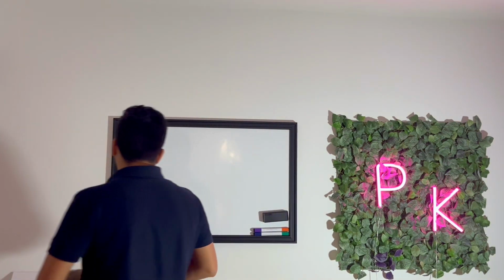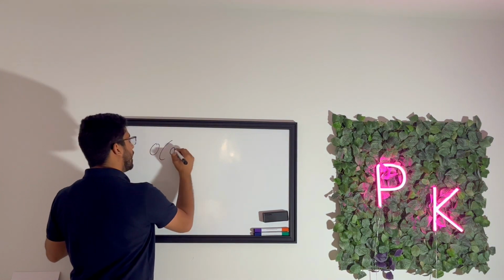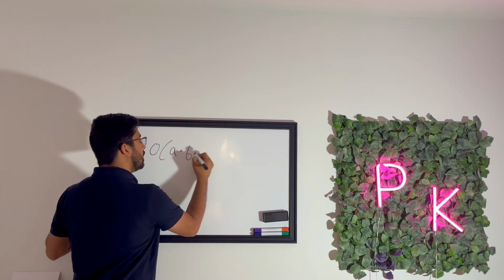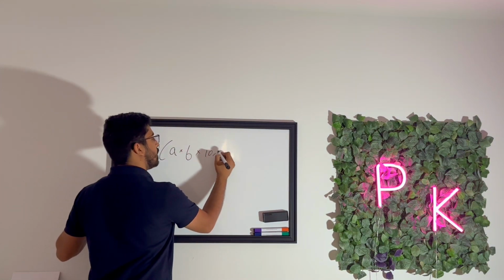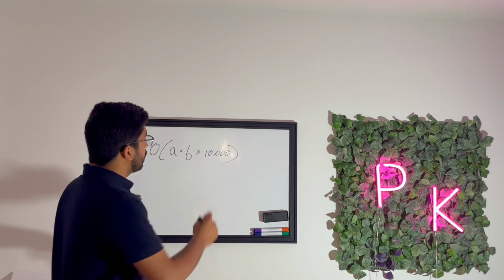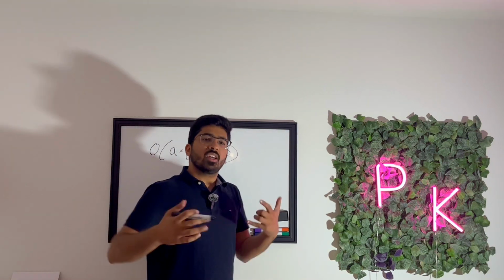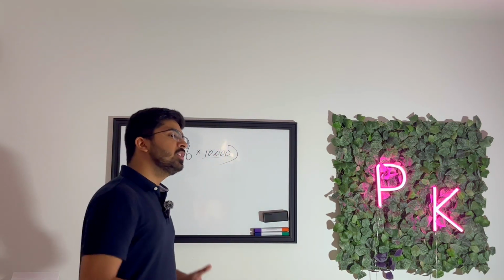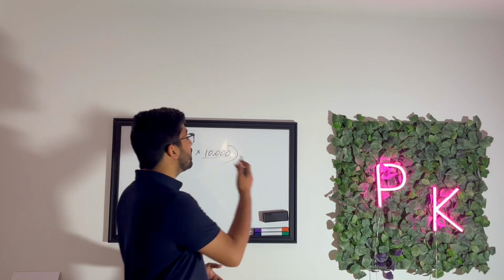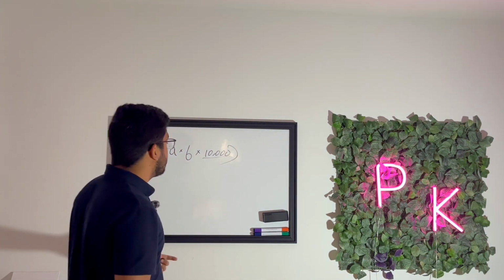The next one can be a bit tricky, but it is very straightforward. So we have O of A multiplied by B multiplied by, let's say, 10,000, right? We know that it's a constant term, so this should be removed. But it seems like a huge number. It seems like it will really slow down our code because we are running the innermost loop 10,000 times.